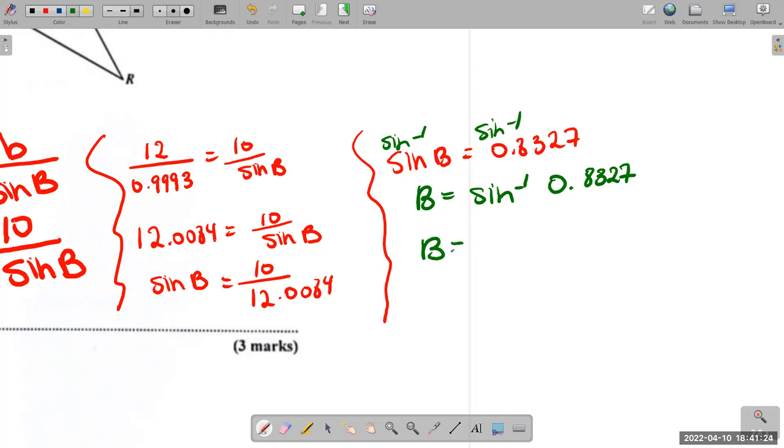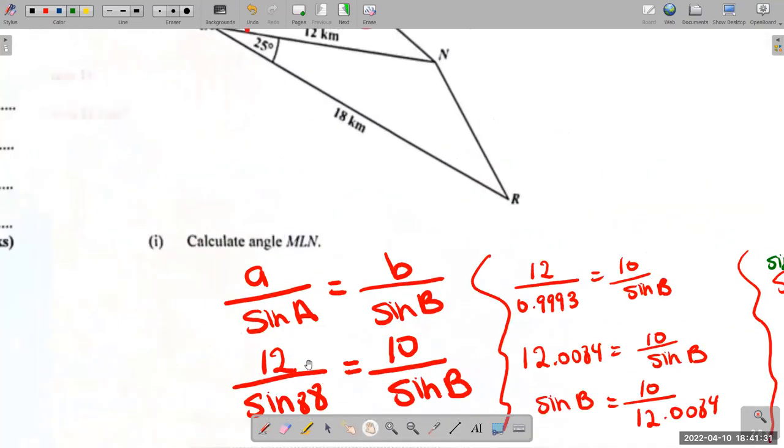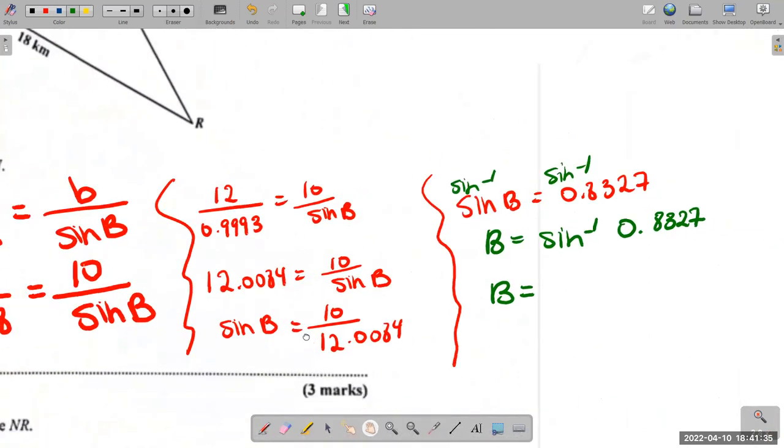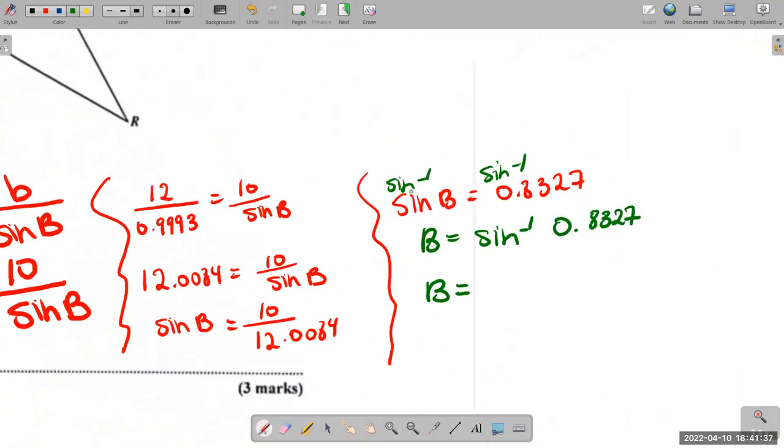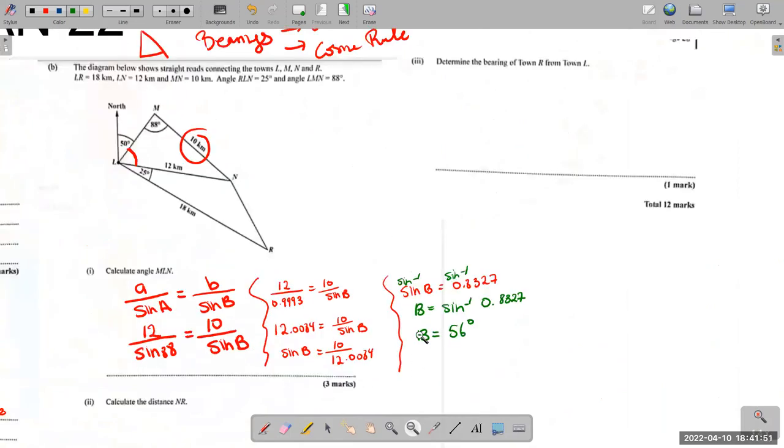So B is equal to... but you see, is it 56 km? They ask you for a side. What did they ask you for? Angle. And I'm going to be honest with you, anytime you use sine inverse, cos inverse, tan inverse, that is changing length to degrees. So it is going to be 56 degrees. Everybody follow how we just got that?